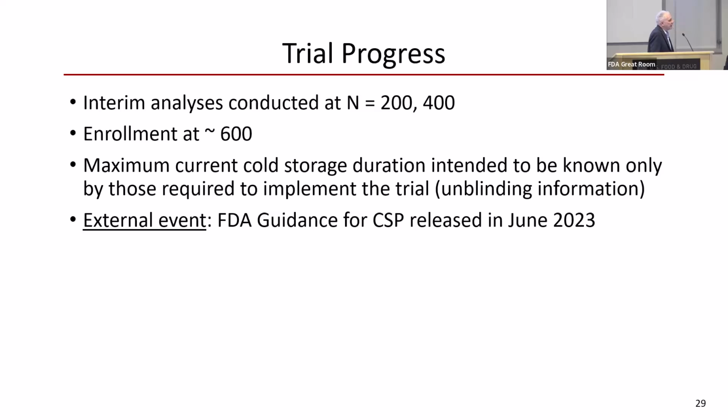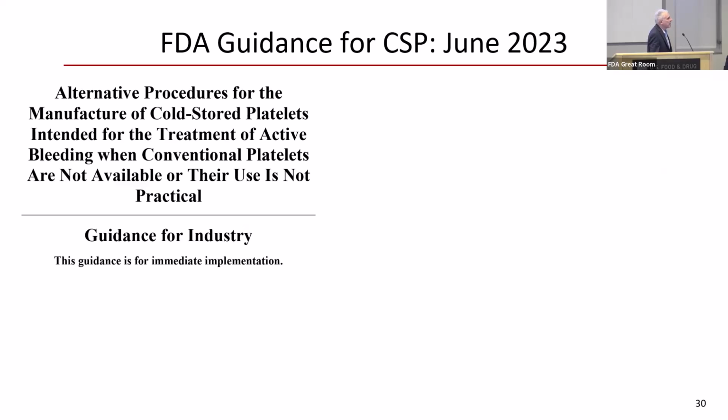And I'd like to finish by making a comment about an external event led by the regulatory agency that caused us to change the way the trial was being conducted. So in June of 2023, the FDA released a guidance that essentially made it acceptable to store platelets for up to 14 days when conventional platelets are not available or their use is not practical. And the language is very specific, but it essentially says that up to 14 days is okay.